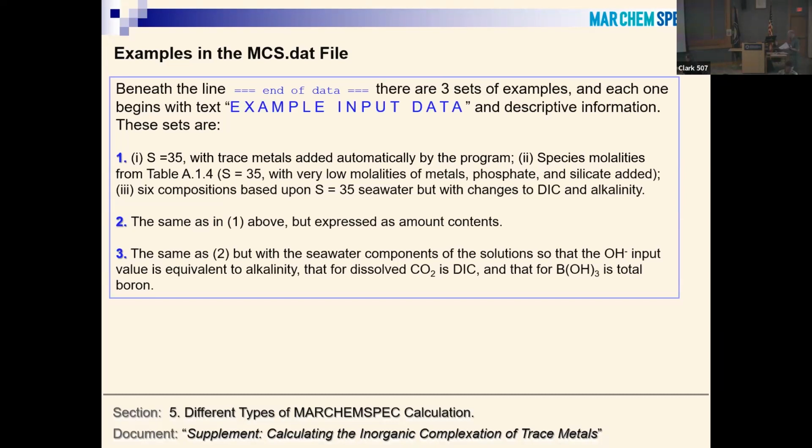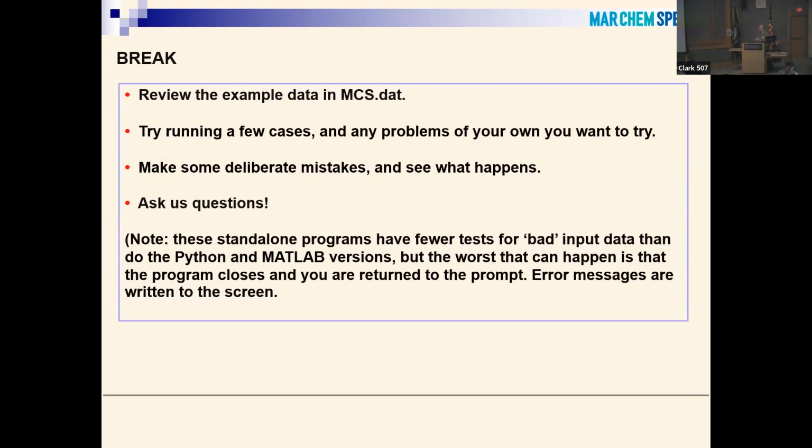The second of these sections, again, same heading, same as the above, everything expressed as amount contents. Third section, same as the above, but all of the seawater components are expressed so that OH minus is equivalent to alkalinity and CO2 is DIC. So it's that last section that might be the best one for you to play with and try some calculations. So at this point, I think that's all I need to say about the trace metal case.